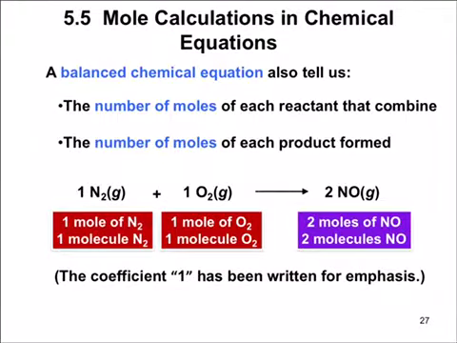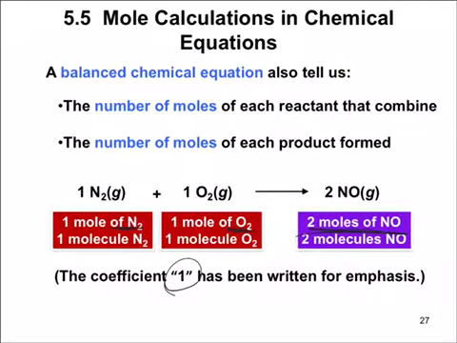Now, the fun part is that those islands are not alone, okay? A balanced chemical equation tells us the number of moles of reactants that combine to form the number of moles of products. So if I have N2 plus O2 making 2NO, 1 mole of N2 and 1 mole of O2 will make 2 moles of NO. Okay? Notice that coefficient 1 has been written for emphasis. It's not supposed to be there. We don't put the number 1 in those as coefficients. Okay?